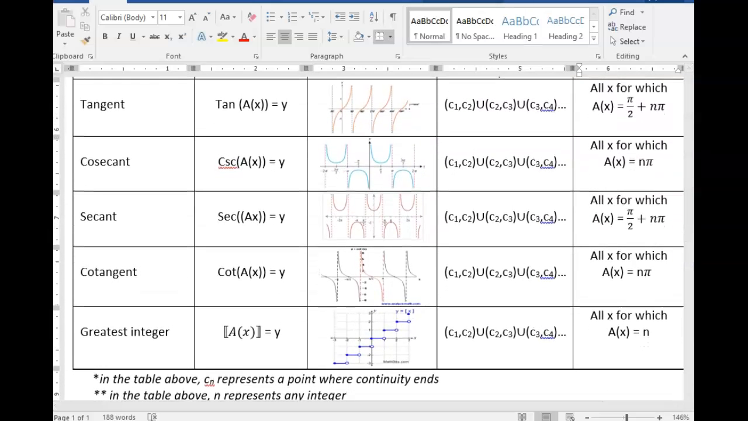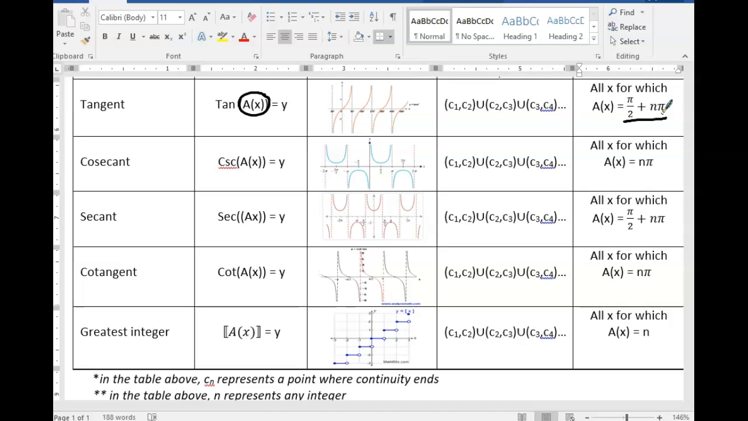Tangent has gaps at pi over 2, and then every multiple of pi added to that afterwards. So at pi over 2, if you add pi to it, you're down here at 3 pi over 2. That's another gap. And then if you keep going around forever, that's where all the gaps will be. So for tangent, anytime the argument is at one of these places, that's a point of discontinuity.